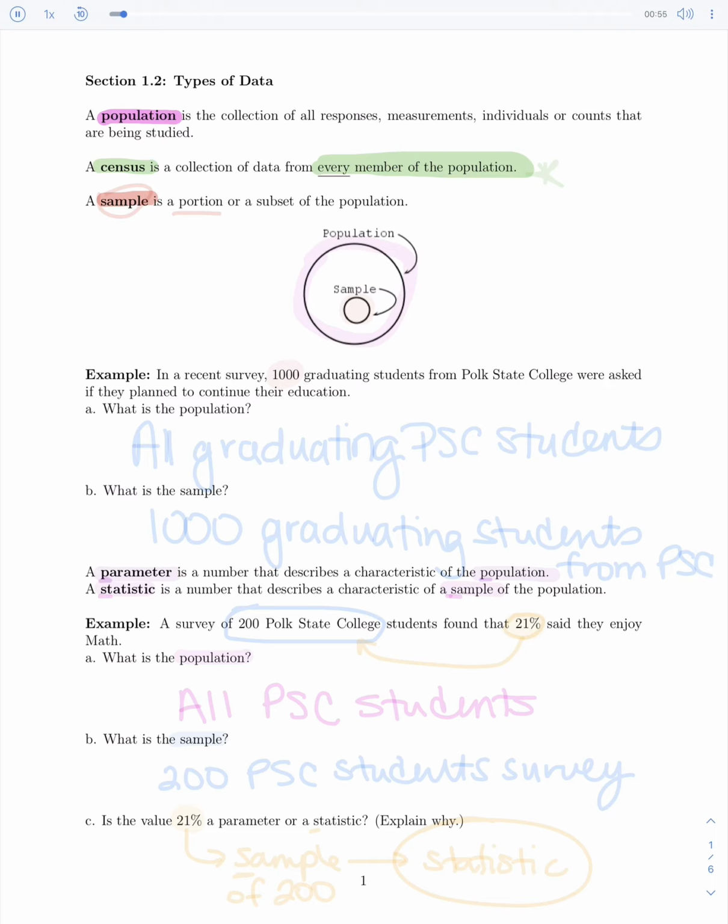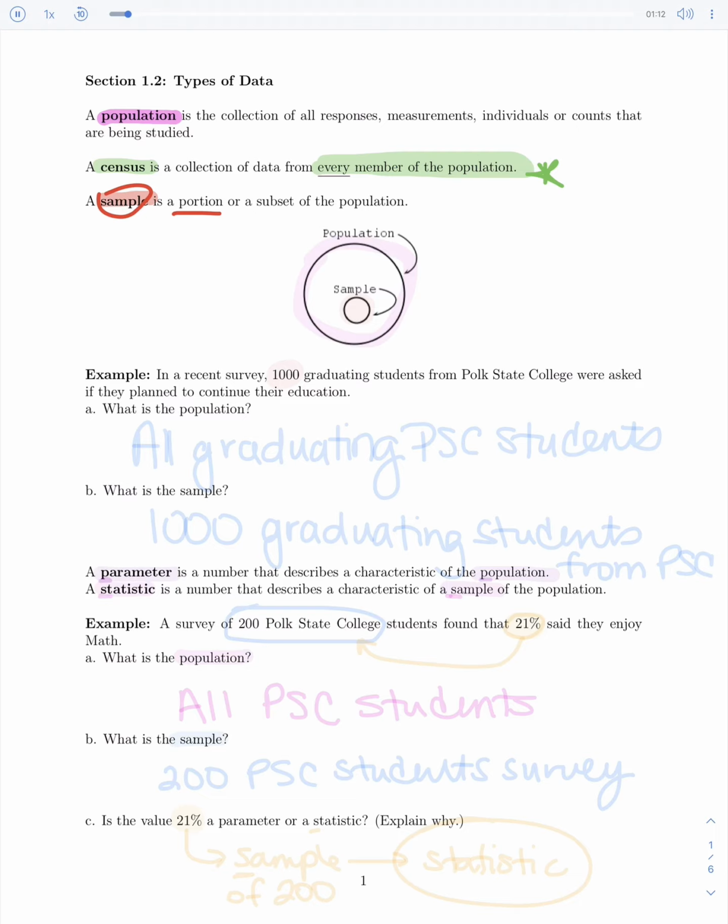The problem with that is it's very, very hard to do. It's generally not feasible and it's super expensive. So usually we try to take a sample, which is a small portion of the population.